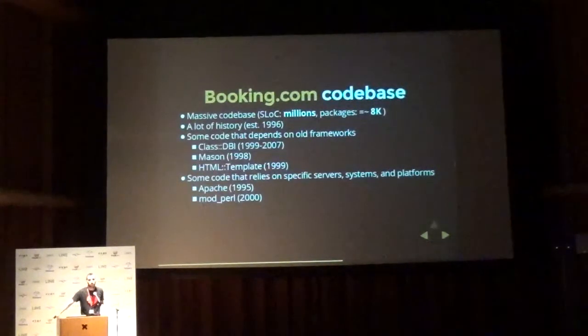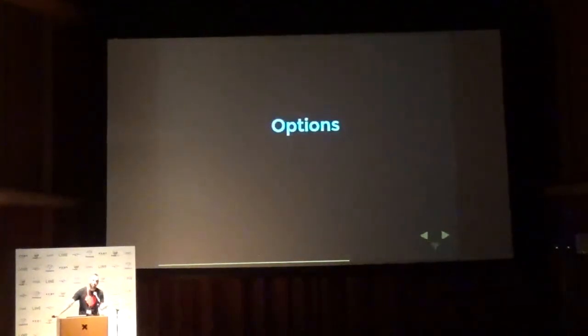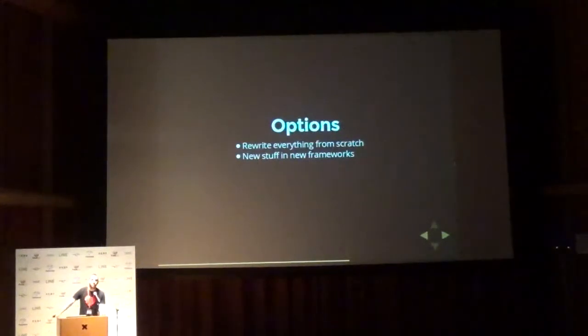We can't delete it. If we want to use PSGI/Plack, first of all, we need a good reason. Second of all, we can't delete this. We need this. So, what kind of options does a large infrastructure actually have? First of all, we can rewrite everything from scratch. We can write the new stuff in new frameworks, and we can just forget about it and stay sad forever.